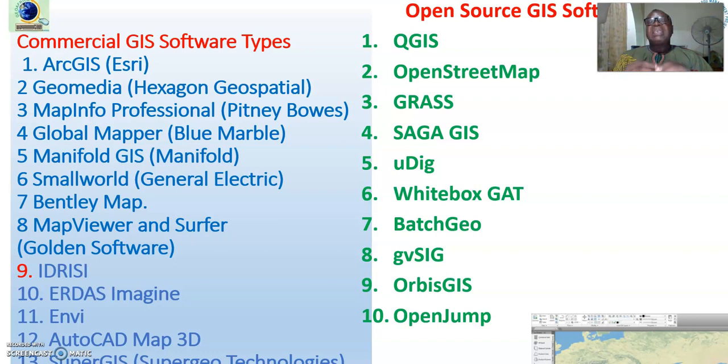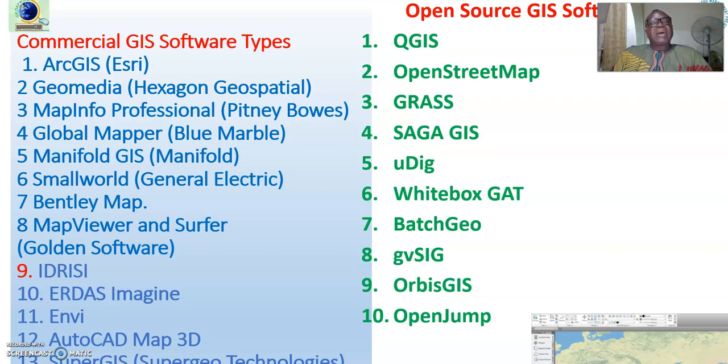When we say open source, we mean software that is free, that is downloadable on the internet and you can use. Among the commercially available software, the leading one is ESRI. ESRI is the Environmental Systems Research Institute, based in Redlands in the United States of America, and they have a series of products: ArcGIS, ArcSDE, ArcMap, ArcInfo, ArcGlobe, and ArcScene.